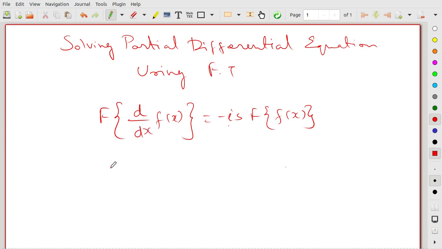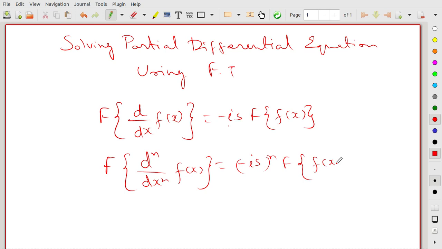Therefore we can write the Fourier transform of d power n divided by dx power n of f of x equals minus is times whole power n, Fourier transform of f of x. So this is the Fourier transform formula.